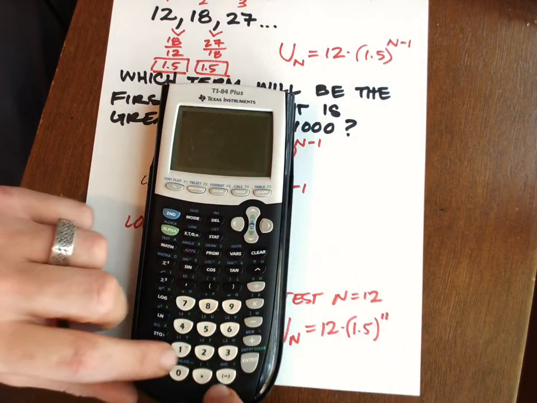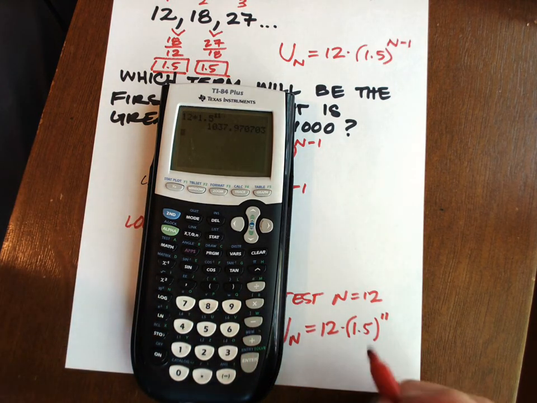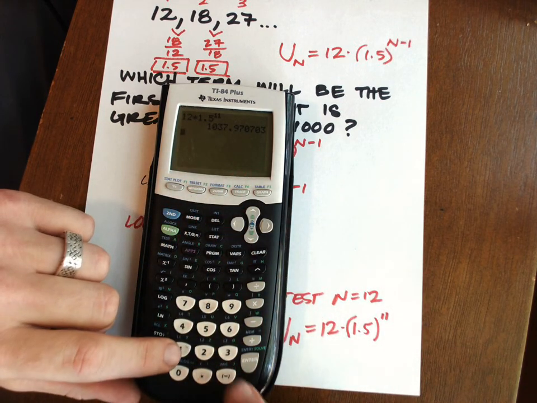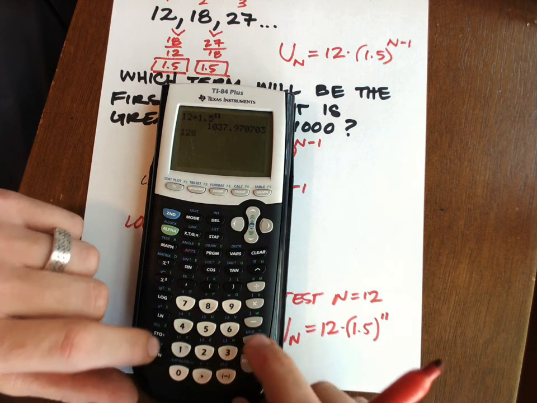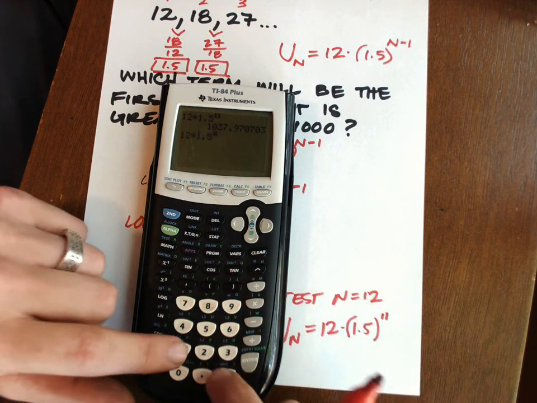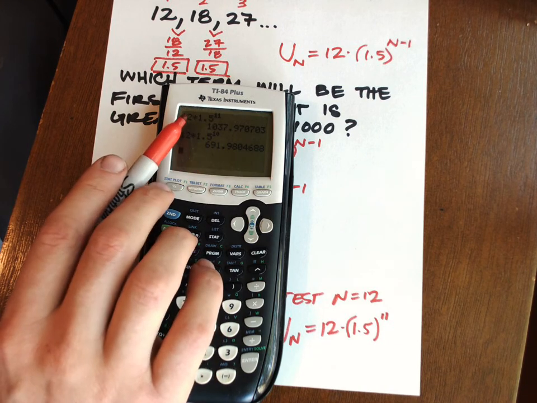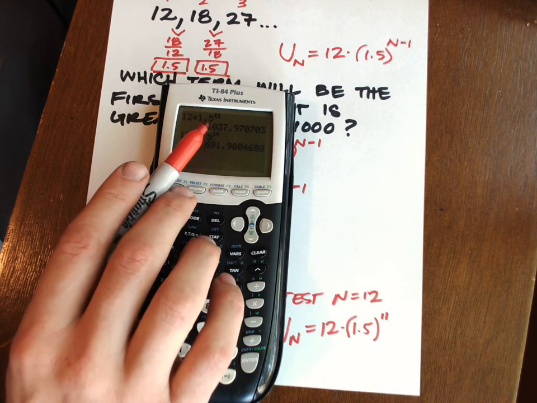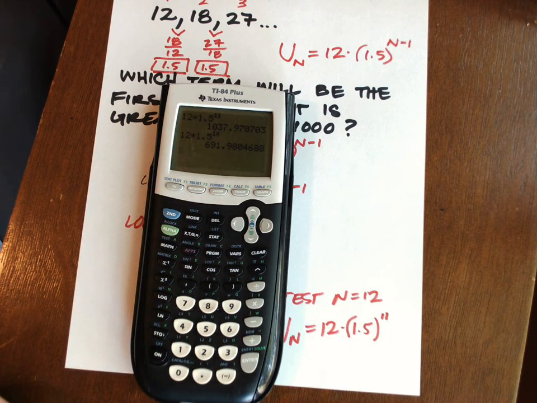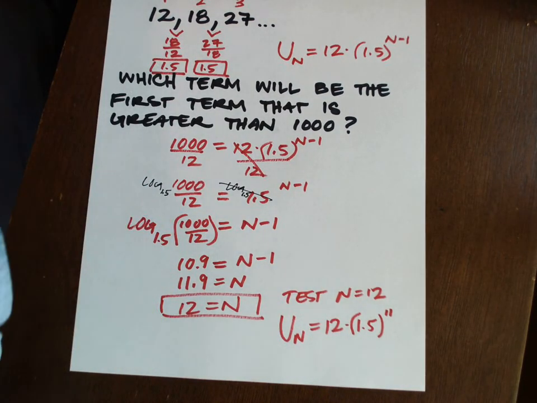So if we go in and put it in, 12 times 1.5 to the 11th, 1,037. So it is in fact above, and if we try to maybe confirm that and say, well, what if we made a misstep somewhere? Does the 10th one, the one prior, is not, it's below 1,000, so the 12th one, which has exponent 11, the 12th one is the first one that is above 1,000. So there you have it. It's solving requiring logarithms.